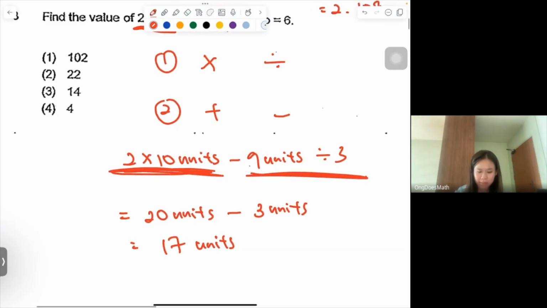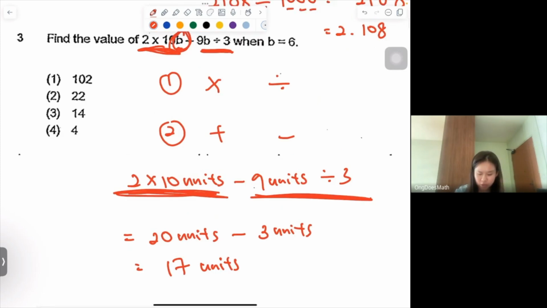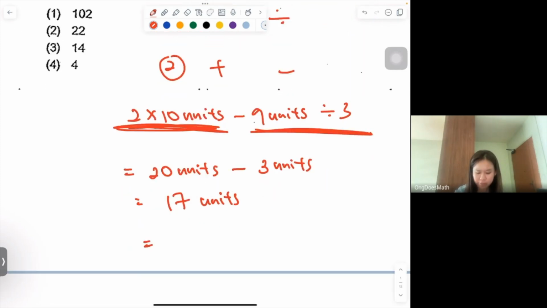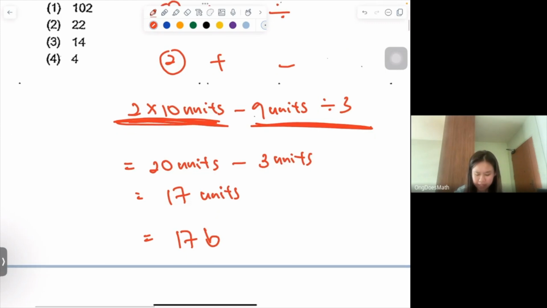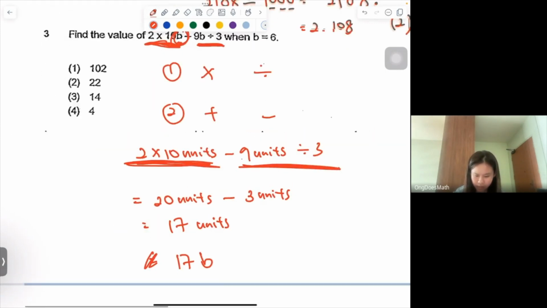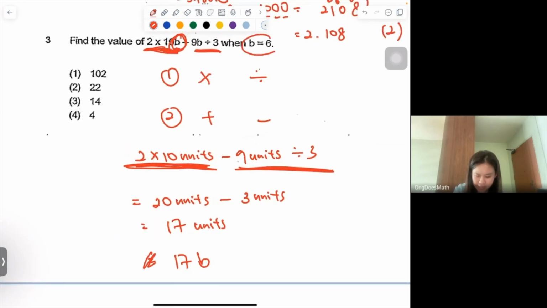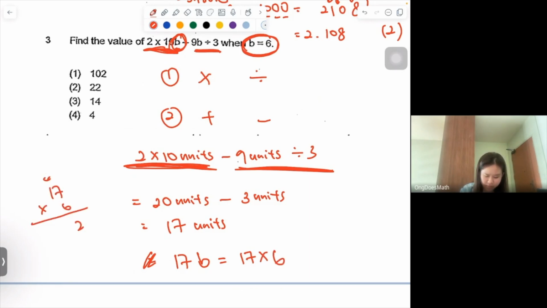But in this case, remember that we replace B with units. So you replace units back with B, you get 17B. So now what is 17B? They tell you that B is equals to 6. So you just have to sub in B equals to 6. Replace B with 6. So it's just 17 times 6. Since you have no calculator, you have to do it manually. So you should get 102.